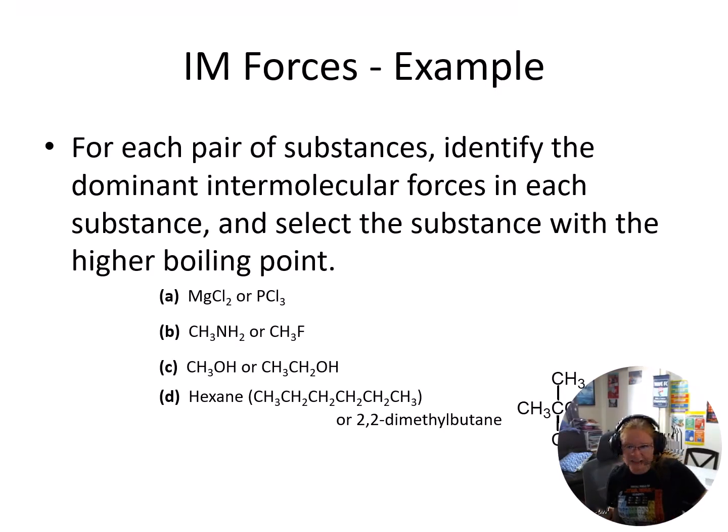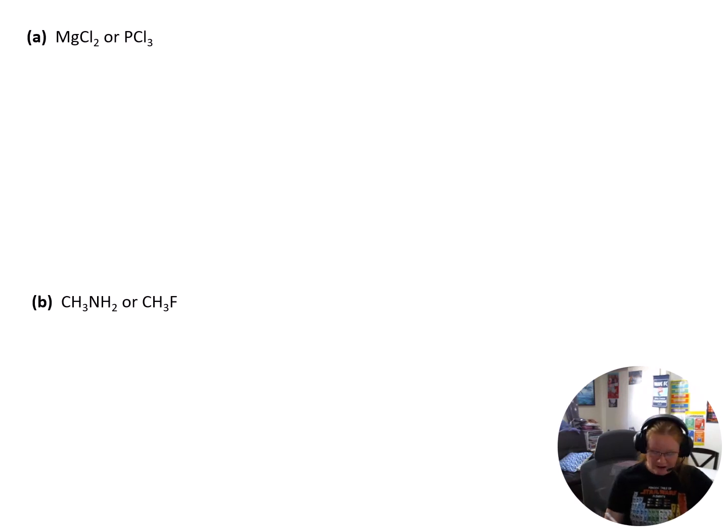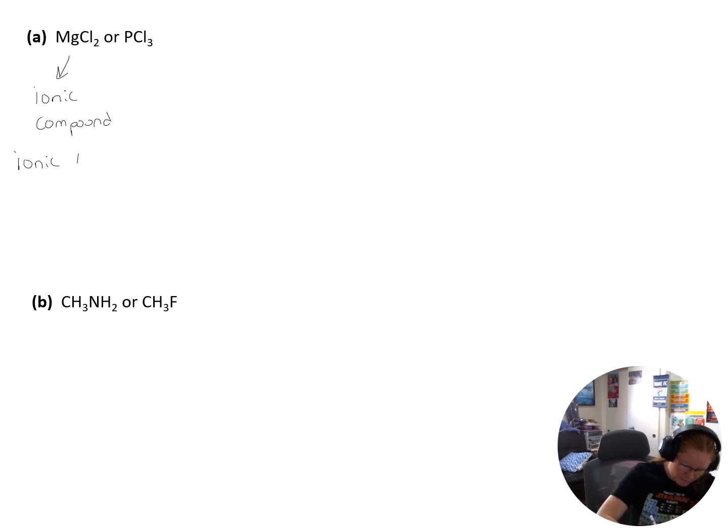Okay, so now we're going to take a look at some substances here. We're going to figure out the dominant intermolecular forces in each substance, and then figure out if we can tell the one that has the higher boiling point. Remember, stronger intermolecular forces, higher boiling point. All right, so magnesium chloride or phosphorus trichloride. The way I named this should give you a hint. This is an ionic compound, so the dominant force is going to be an ionic bond. Okay, phosphorus trichloride.